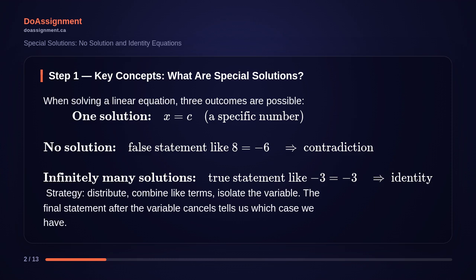Third, we might get a true statement like negative 3 equals negative 3, which means every real number is a solution. We call that an identity. Keep these 3 cases in mind as we work through each part.